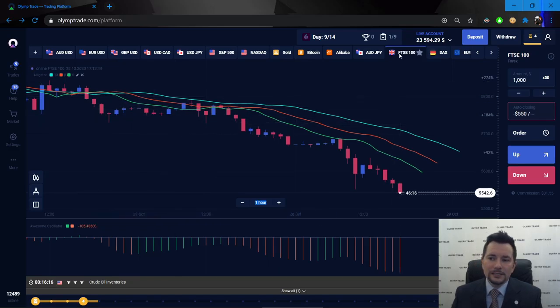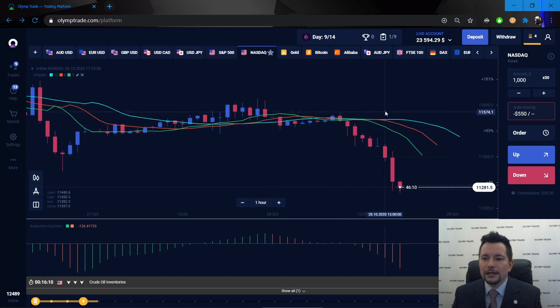So maybe this is a difficult asset to trade. Right now, there's no obvious signals. Let's continue looking. Maybe we can have right here with the NASDAQ. So the NASDAQ actually opened up really chaotically today.